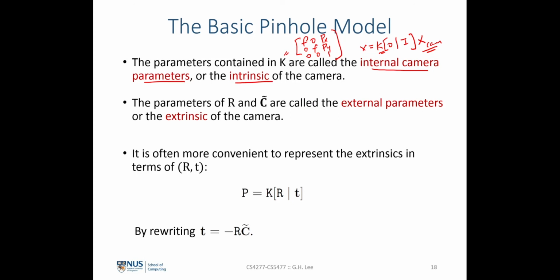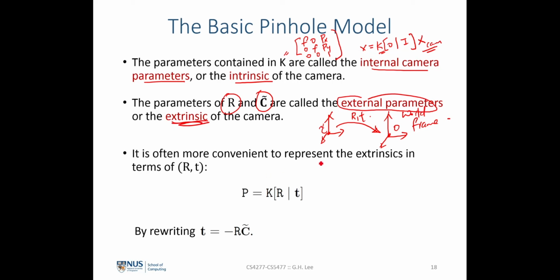There's another set of parameters which we call the extrinsics, as I have mentioned earlier on. This set of parameters is just the R and C. This is the camera center, and it relates the camera frame and the world frame. Since R and C require the world frame for definition, we say that this is not internal to the camera. This relies on external parameters, and so we call it the extrinsics of the camera.